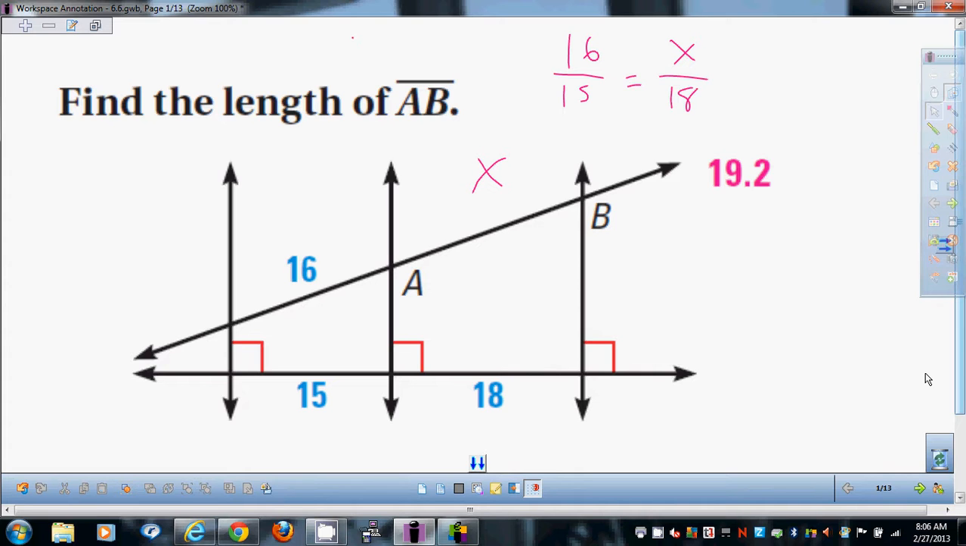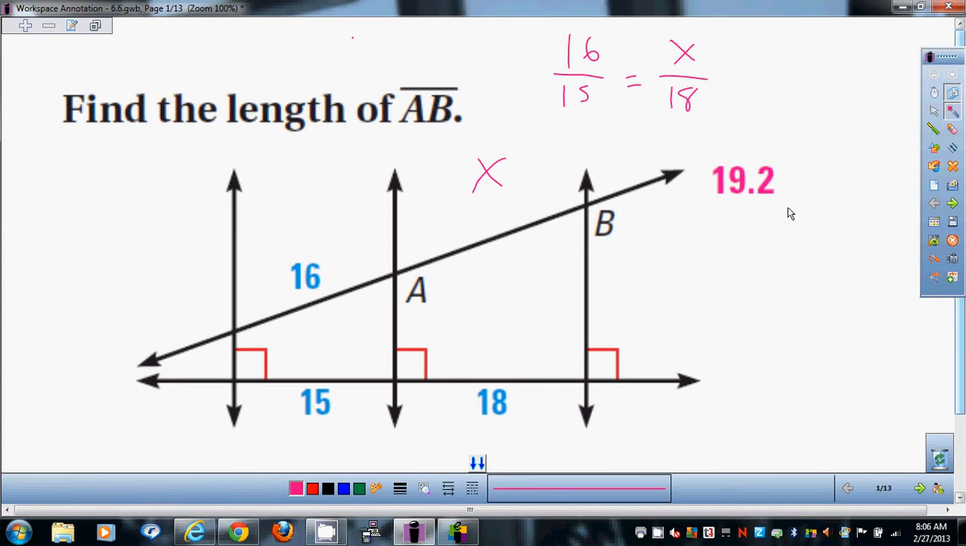You could just flip them, but we already learned that. Remember that proportions day where we learned you can flip them? We already knew you could do that. But what's another pairing? Instead of using these pairs, what's another way you could match them up? That's right. You could put 16 and X together and 15 and 18 together.